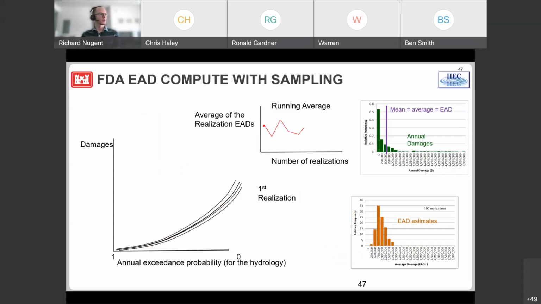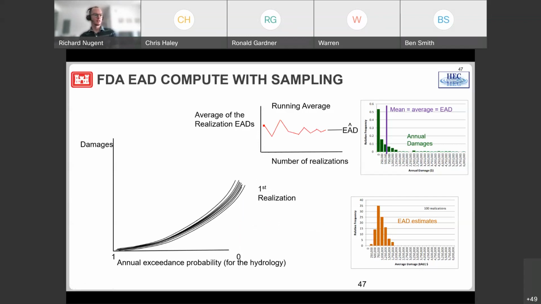Okay, so we are sampling right now, and we're looking at a running average. If you look at the middle of the screen, we have a running average of expected annual damage. Let's look at that again. So we're sampling, and the running average is going up and down, and eventually the average of expected annual damage converges. We end up with a distribution of expected annual damage.